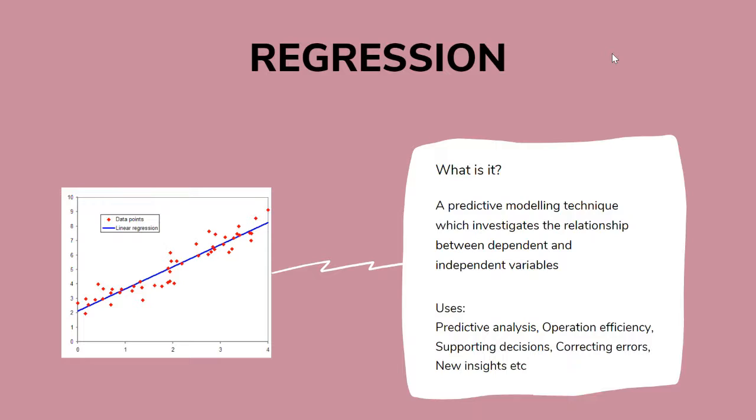Now we can apply machine learning in our day-to-day life to make it easier. Let's list the uses of regression, which are predictive analysis, operation efficiency, supporting decisions, correcting errors, getting new insights, etc. So let me give also a real-life example for regression. In a business, if we want to find whether a factor is impacting a portion of the business, we can use regression to allocate resources efficiently.